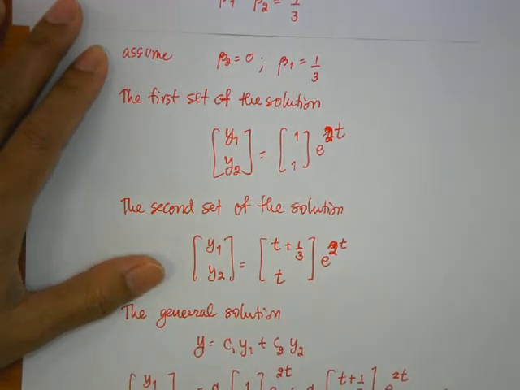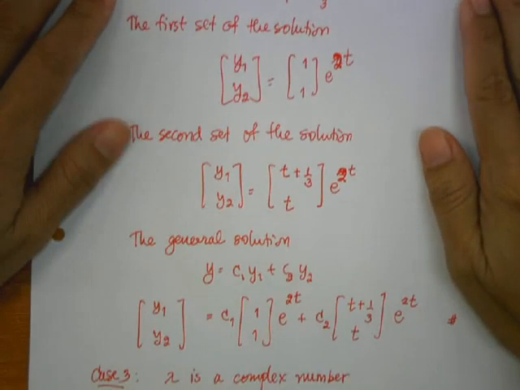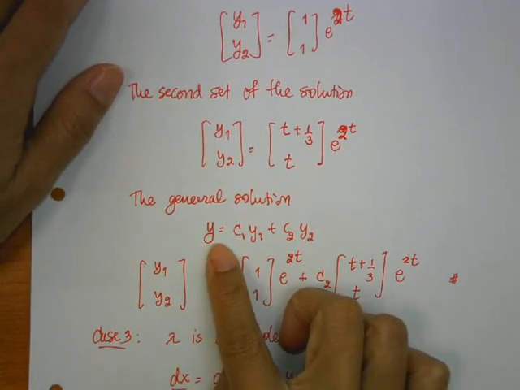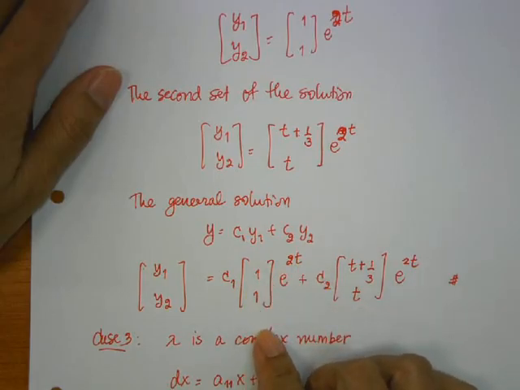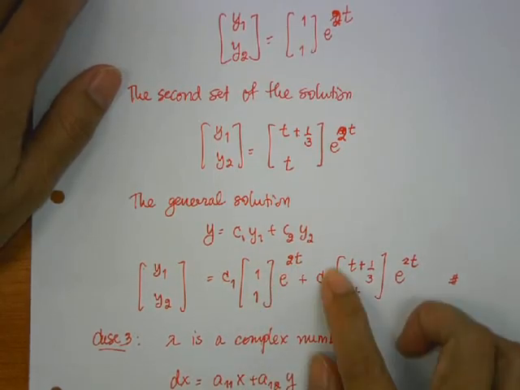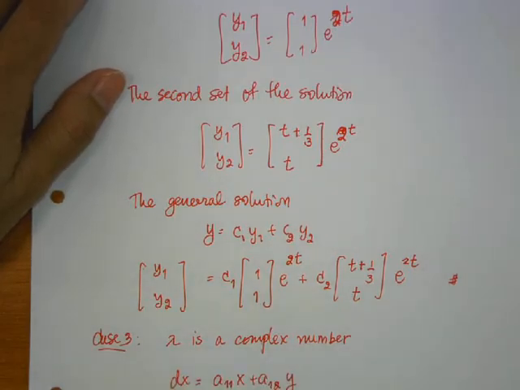So now we can write down the general solution as y is equal to C1 times y1 plus C2 times y2, and you put y1 in there because we know our y1, and you put y2 in there. That's it. That's the answer to this linear system.